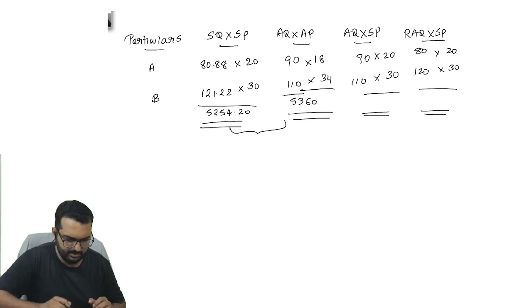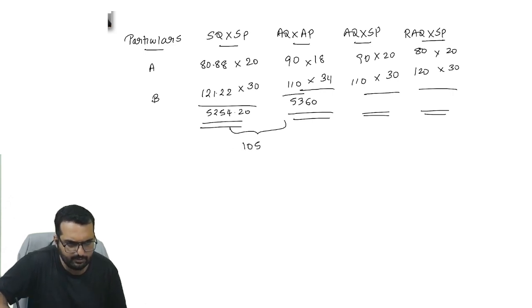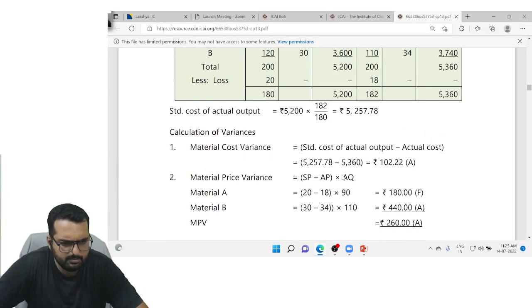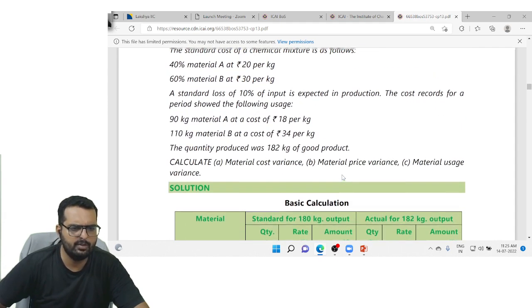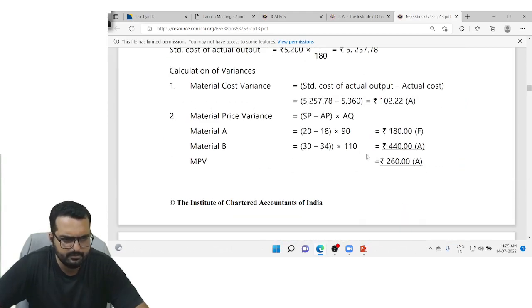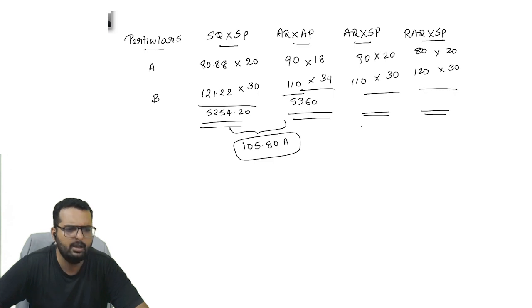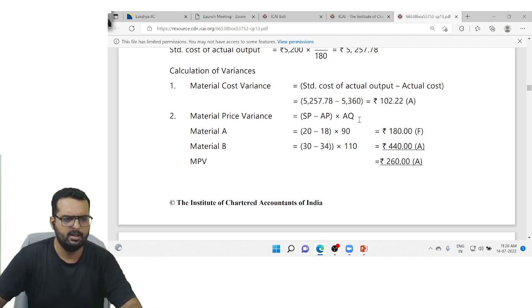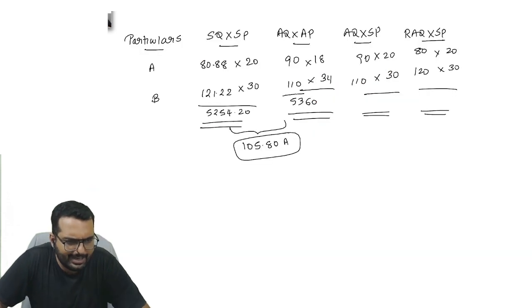5254.2 divided by 5360. You get the answer is 105.8. Isn't this the answer what was mentioned? No? Hold on. Which question were we doing? This one, right? So they have got 102.22, is it? Wait. Somebody has got the right answer. Can you please check and let me know how I got the difference? Wait. I think I've written something wrong there. One moment. I think I must have given some data wrong.